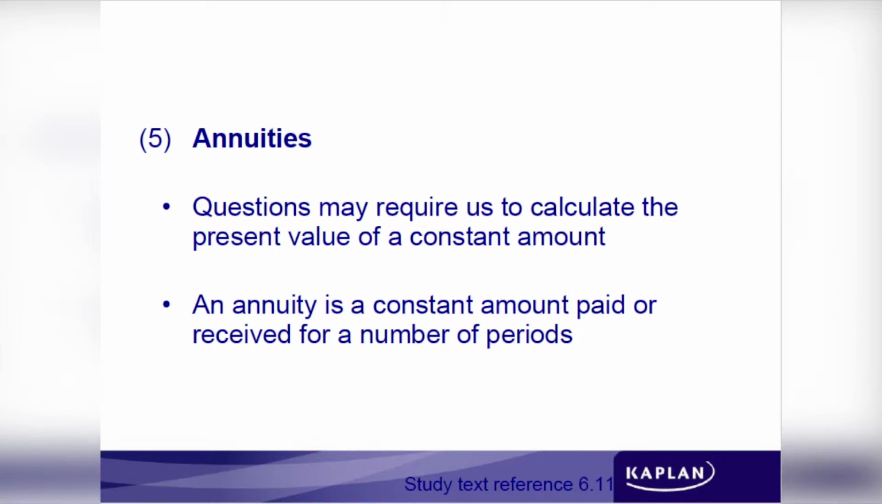So imagine people get their pensions paid out annually or monthly, and they keep getting the same amount every month, or the same amount every year. That is an example of an annuity.